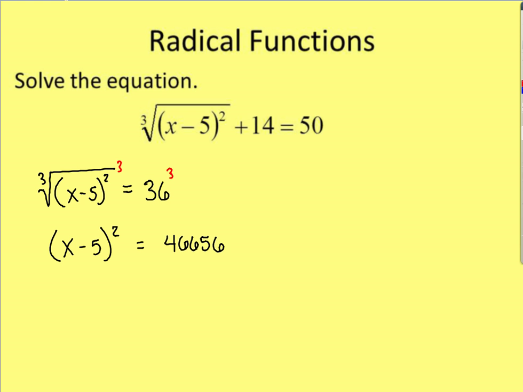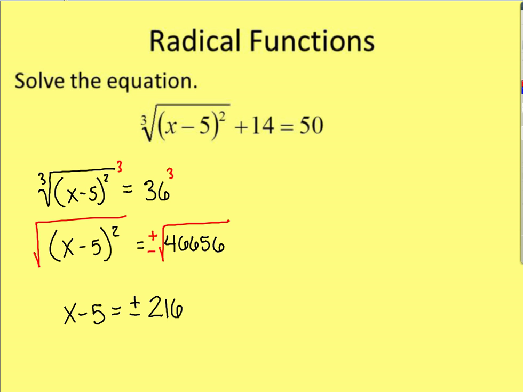So we're going to do the opposite of squaring, which is to take the square root. Remember, anytime you take an even root, so 2, 4, 6, 8, 10, you have positive or negative. When you take an odd root, third, fifth, seventh, you don't have to worry about the positive or negative. So if we take a square root of both sides, on the left side, you're just left with x minus 5. On the right side, you do have plus or minus 216.